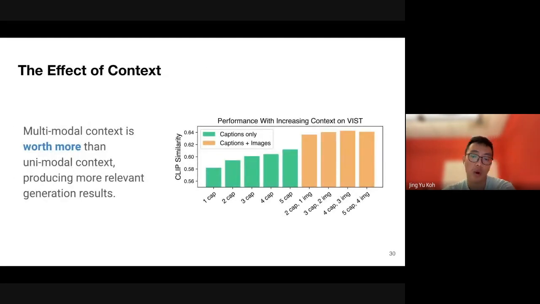Yeah, so one ablation that we did is on the effect of context. So when you provide an increasing amount of context to GILL, it does better on the visual storytelling task. So with one caption, it gets a similarity of about 58. With 5 captions, it gets a bit over 60. But if you provide just 2 captions and 1 image, it actually does a lot better, which suggests that it's able to condition on image content quite well.